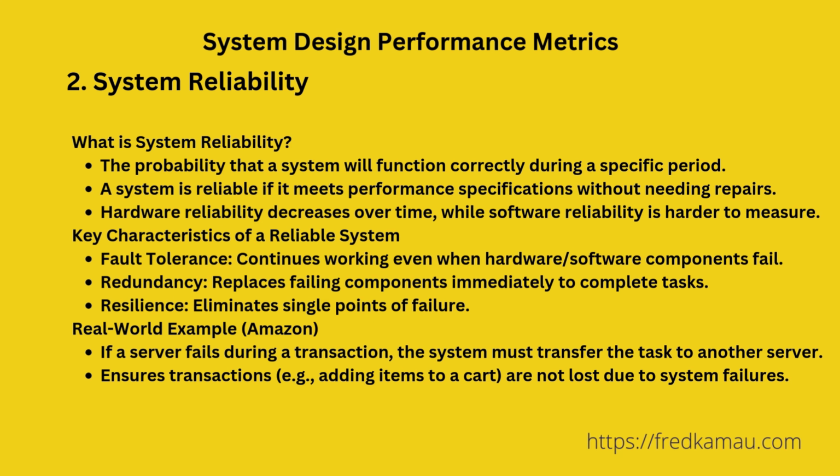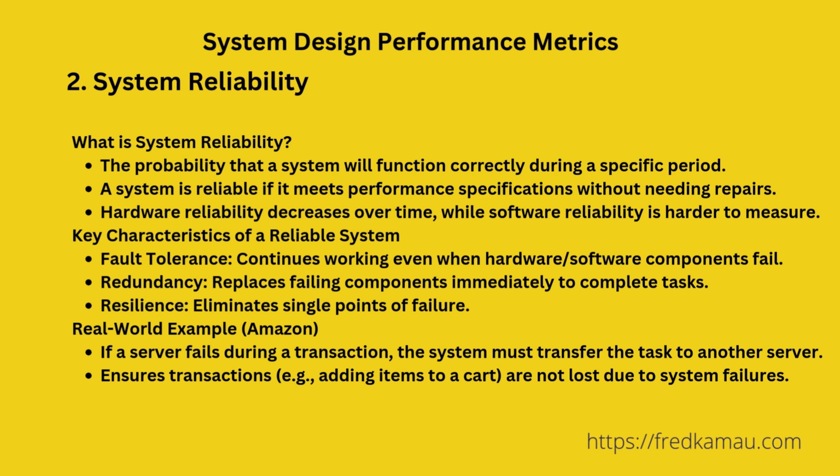System reliability is the probability that a system will perform correctly during a specific time duration. A system is said to be reliable when it adequately follows the defined performance specification and no repair is required during that period. Hardware depreciates with time, which has an effect on system reliability, but it is difficult to measure software reliability because the responses can take a longer time but still be accurate.